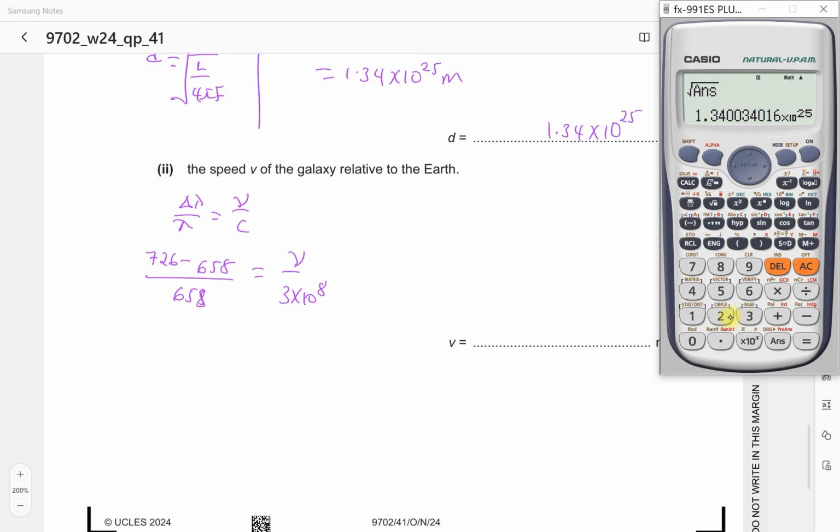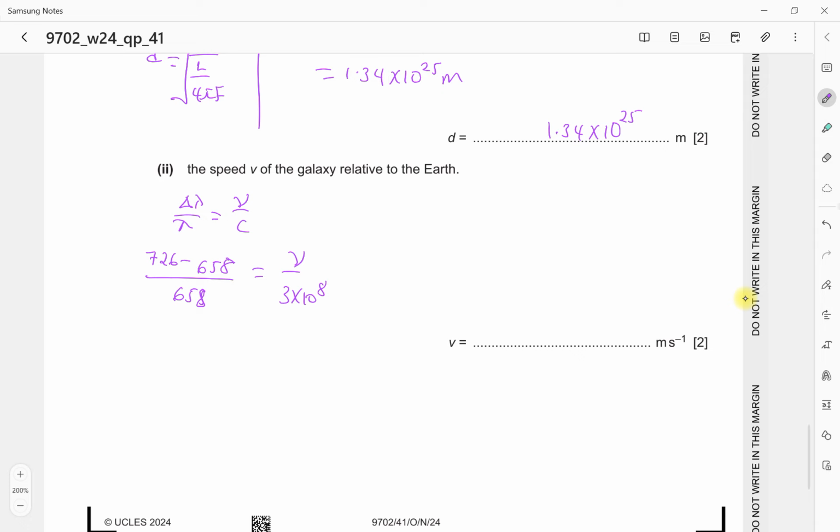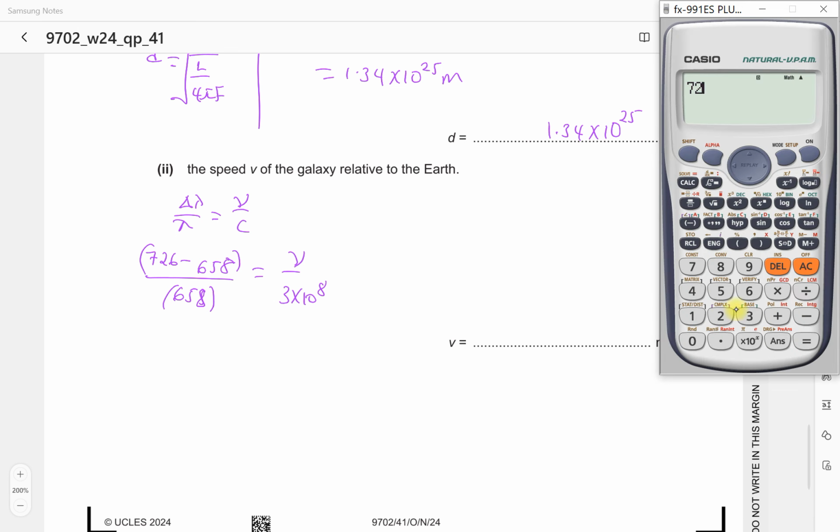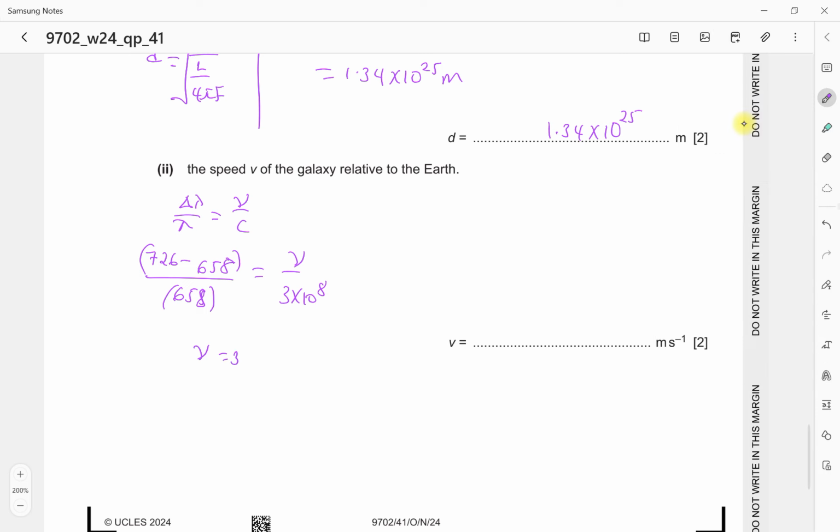You notice that I've not added the units of nanometers because they cancel out. This is nanometers, this is nanometers, so the nanometer cancels out. So 726 minus 658, divided by 658, then times 3 exponent 8. So that is 3.1 times 10 to the power of 7. So v is 3.1 times 10 to the power of 7.